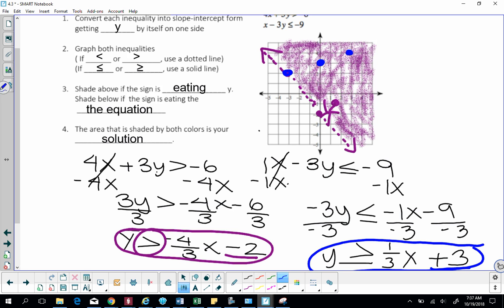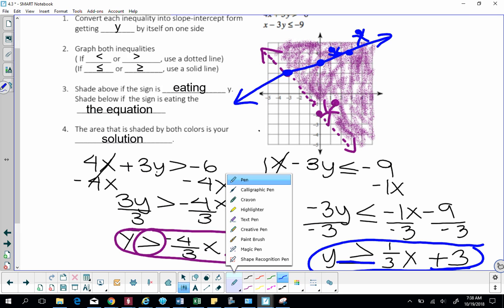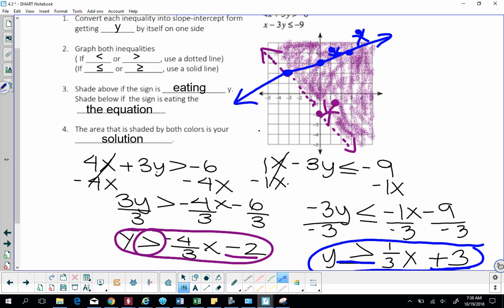1, 2, 3, good. Would it be a solid line or a dotted line? Solid, because this is saying make it solid. So I'm going to do a solid line like this. And I'm going to draw my little man right here. And if y is being eaten, would I shade above or below? Above. So I'm going to take my second color and shade above.